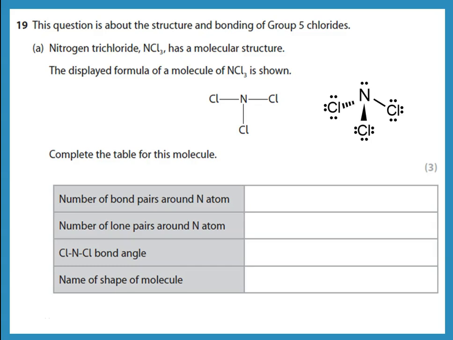So the total number of bonding pairs, again, remember the word pairs means in twos. We have how many bonding pairs? We have 3, 1 pair for each bond. How many lone pairs? Well, we have 1 lone pair on the nitrogen. What do you think would be the bond angle? Well, this is the kind of structure that we have. Remember, if I have 3 bonding pairs of electrons and 1 lone pair on the central atom, then the bond angle would be 107 and the structure is pyramidal.